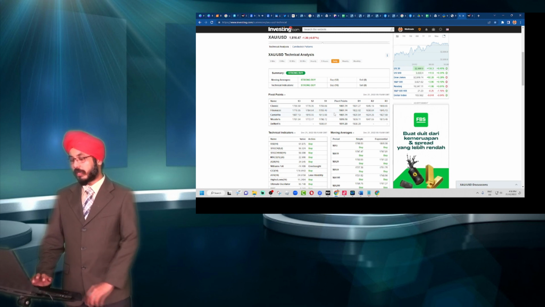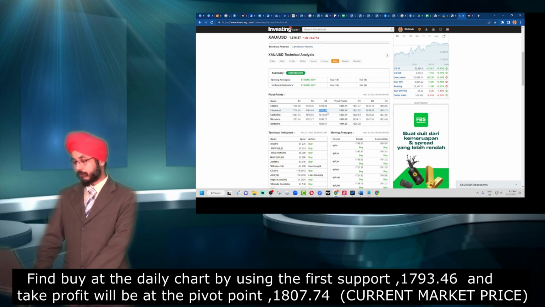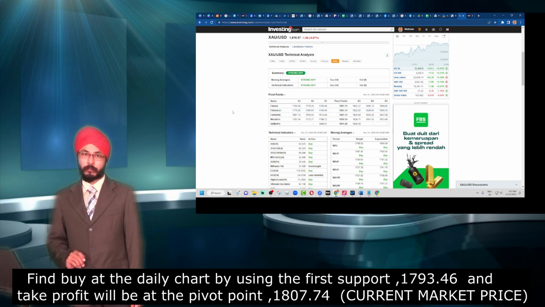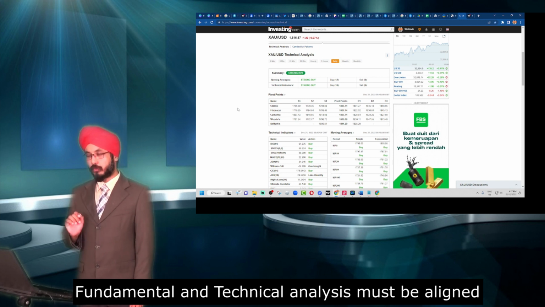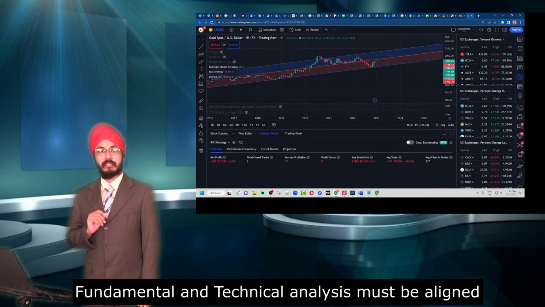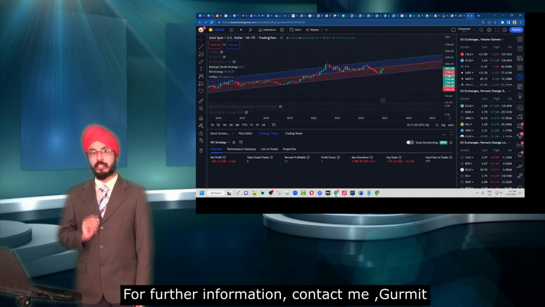What we would do is concentrate on support 1, which would be our entry point at 1793.46, and we will take our take profit at 1807.74. This is one of the easiest ways to trade in the market. It has an 80 to 85% chance of winning in the market by using this strategy.